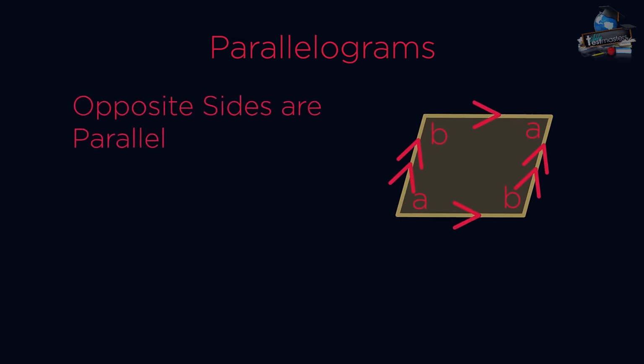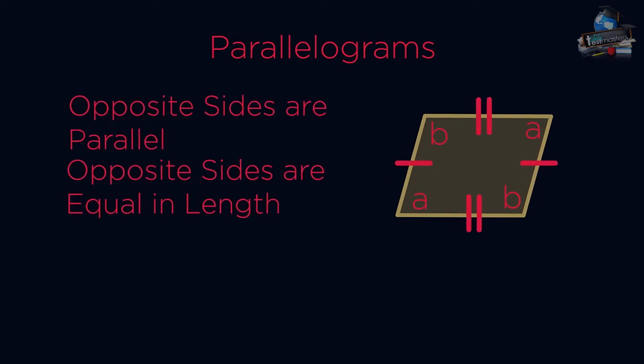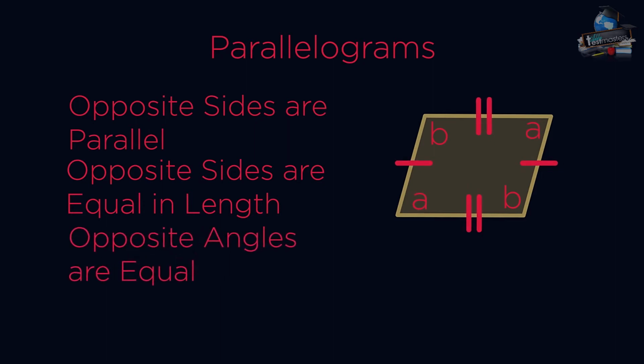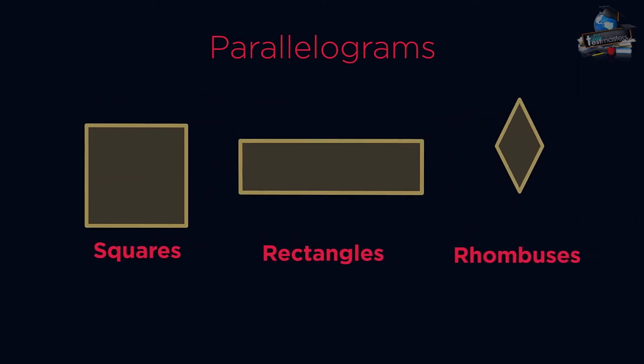They have parallel opposite sides that are equal in length, so these and these. The opposite angles are also equal, like in rhombuses. Squares, rectangles and rhombuses all meet these requirements, hence they're parallelograms.